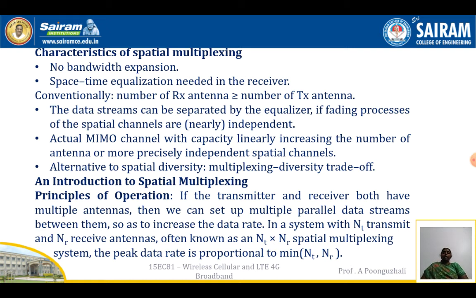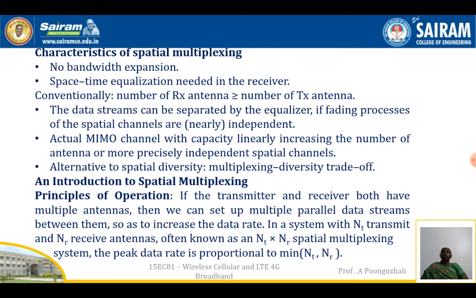The main characteristics of spatial multiplexing are that no bandwidth expansion is required, and space-time equalization is needed at the receiver. Conventionally, we assume the number of receive antennas is greater than or equal to the number of transmit antennas. The data streams you transmit are separated by the equalizer, and any fading of the spatial channels is assumed to be independent.